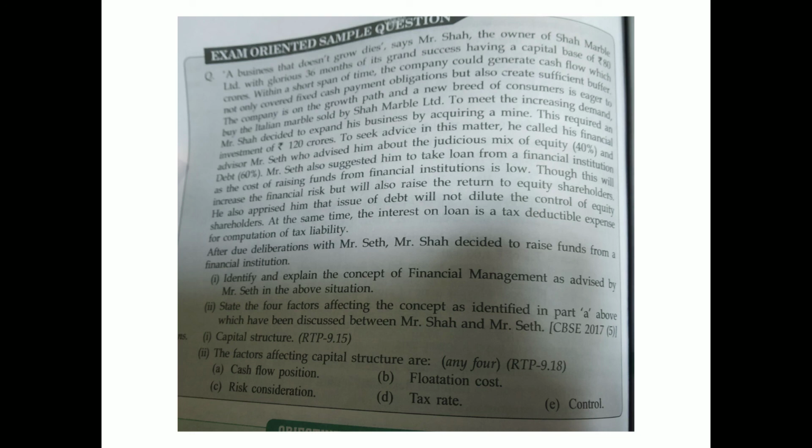Now you can write down any 4 out of all the factors affecting it, with proper content. Please do not make the mistake of writing only titles here. Say here they have given 5 factors: cash flow position, flotation cost, risk consideration, tax rate, control, everything. But you should not just write the titles. At least write 1 or 2 lines about each to get the full marks.